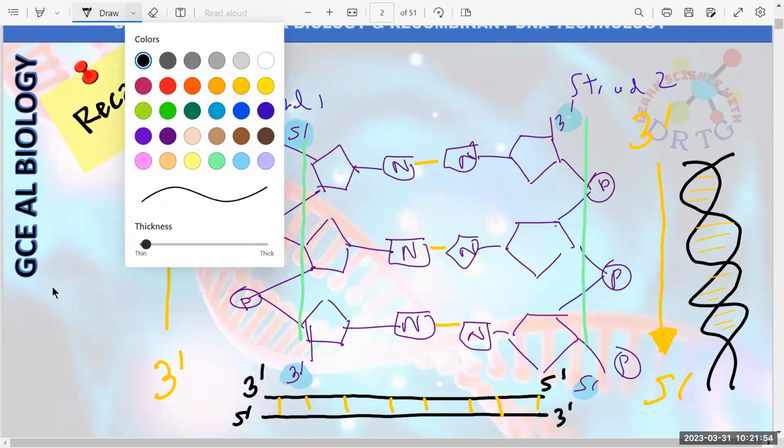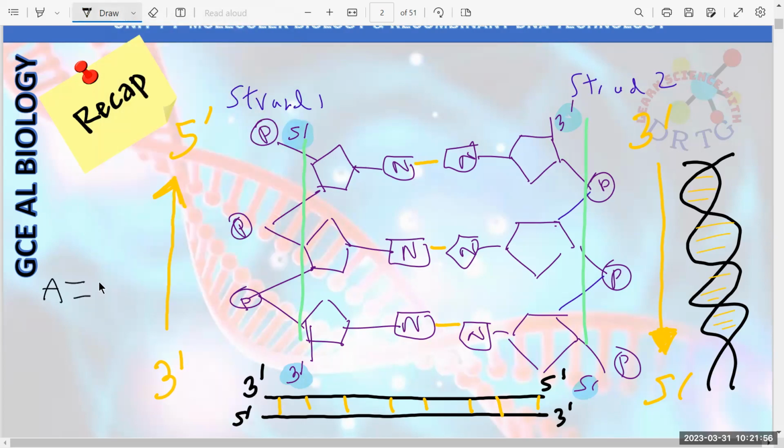And we should also remember adenine makes 2 bonds with thymine, cytosine makes 3 bonds with guanine. And this kind of base pairing is referred to as complementary base pairing because it follows the rule: always A with T, C with G. A with T, C with G is the complementary base pairing we can find in the DNA molecule.